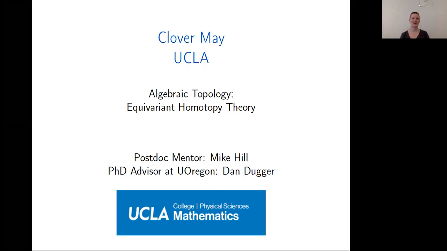Hi, I'm Clover May. I'm currently a postdoc in the math department at UCLA. I work in algebraic topology, mainly equivariant homotopy theory. And at UCLA, my postdoc mentor is Mike Hill. Before that, I earned my PhD at the University of Oregon, where my advisor was Dan Dugger.